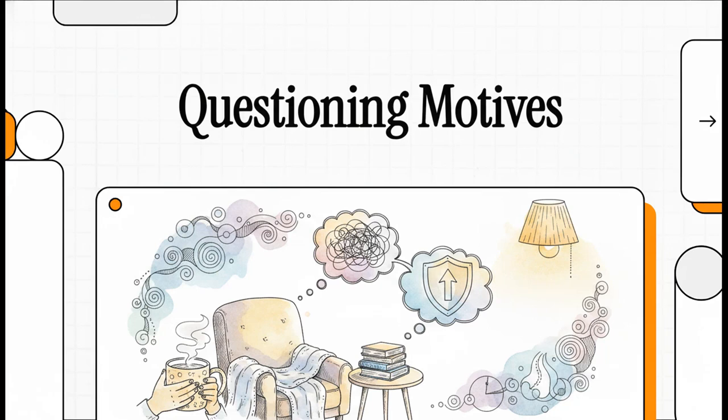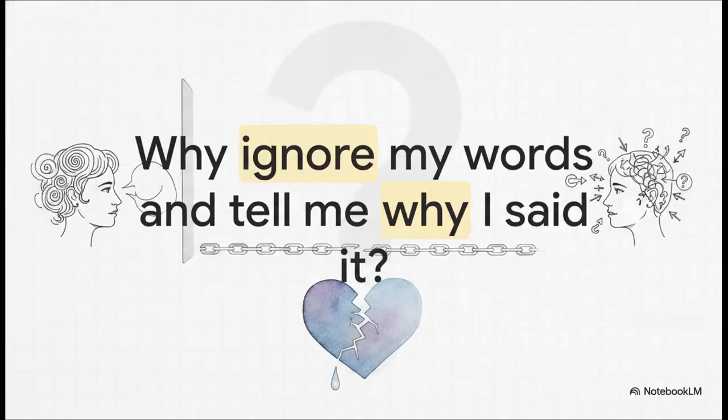Today, we're diving headfirst into a deeply frustrating conversational trap that, let's be real, almost every single one of us has experienced at some point. But very few of us actually know how to name it, let alone defend against it. It's called the questioning motives fallacy. And trust me, learning how to spot this is absolutely going to fundamentally change how you handle arguments moving forward. Okay, let's dive into this.